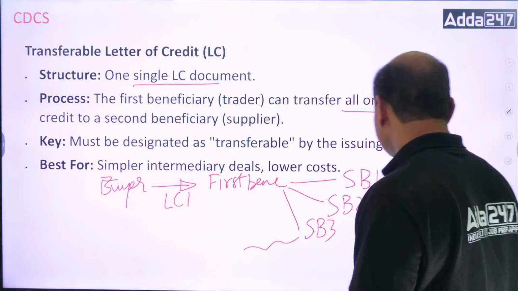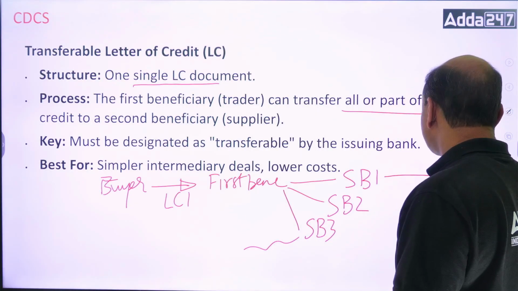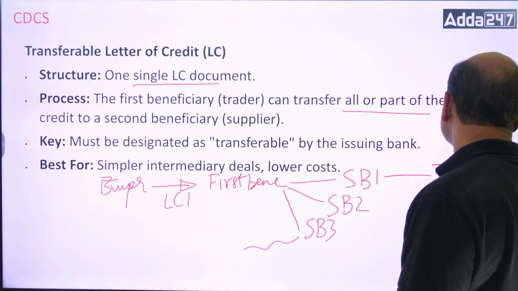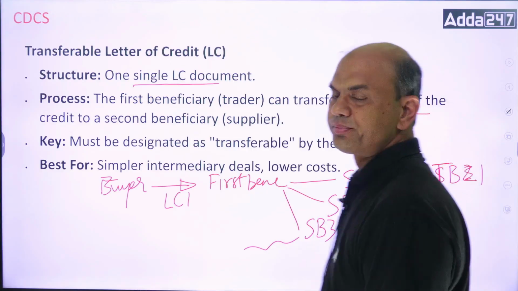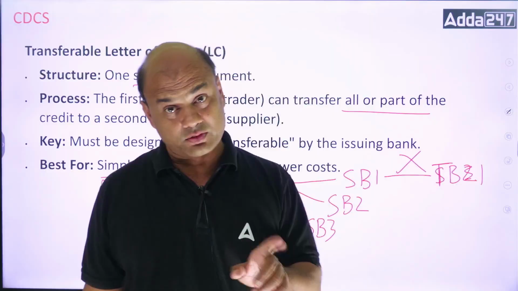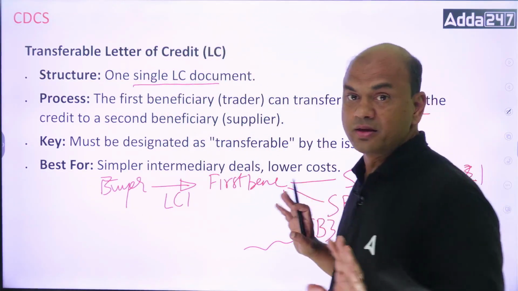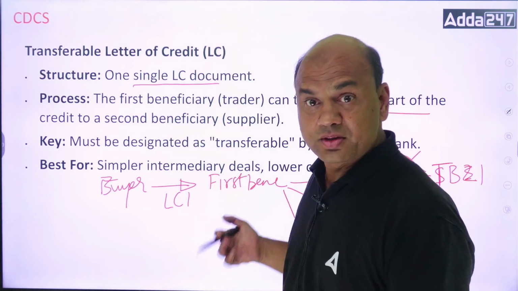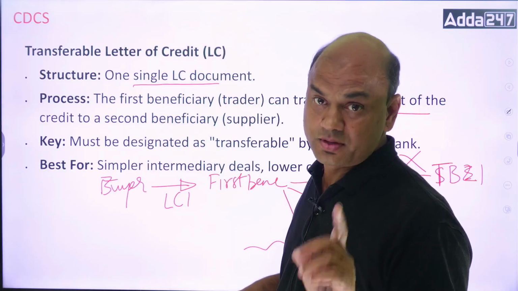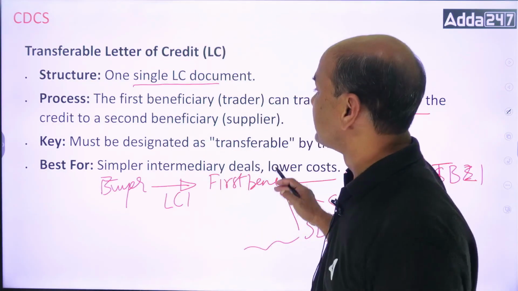But the problem is, this second Benny cannot transfer it to a third Benny, TB1. This is not allowed. If the second Benny transfers it to a third Benny, not allowed. So in a transferable LC, only one level is allowed. Get this very clear, because this is one of the main differences between back-to-back and transferable, which I'll come to when we get to back-to-back.